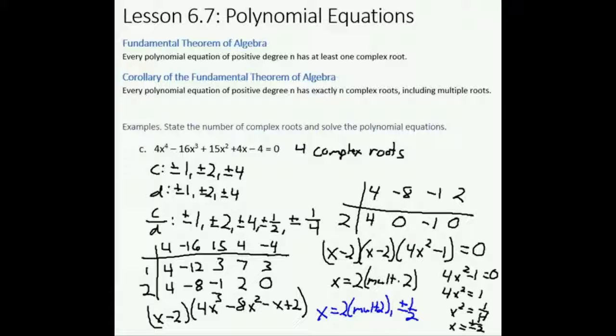And so I know it looks like we have 3 answers. We have a 2, and then a 1/2 and a -1/2, but we have 4 because this 2 worked as a root twice.